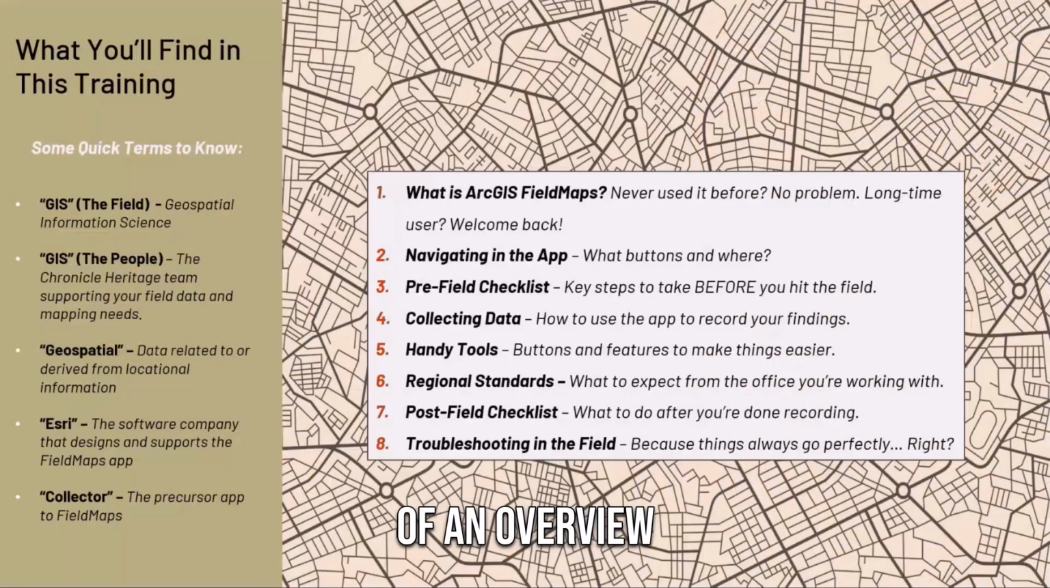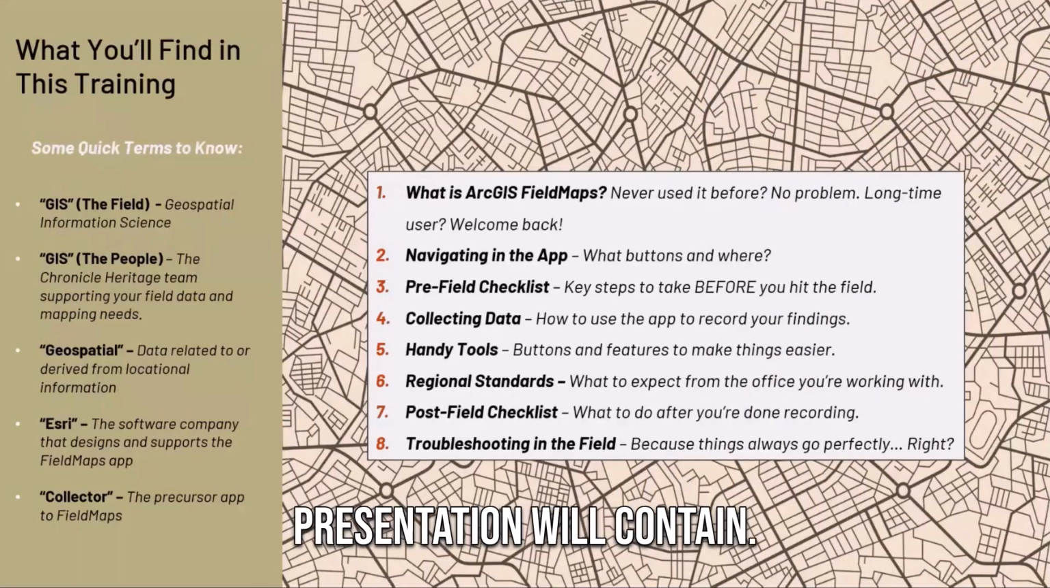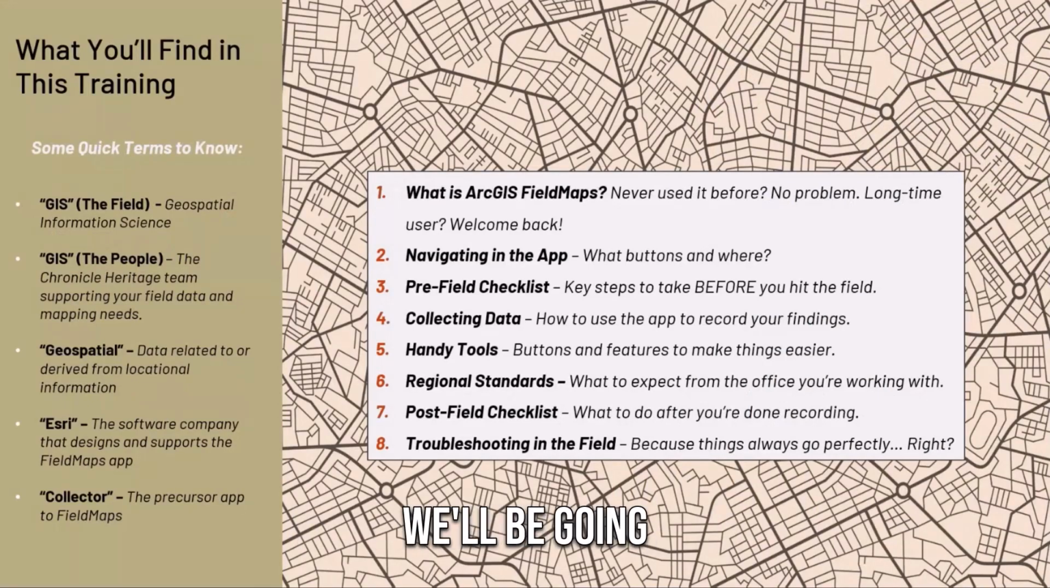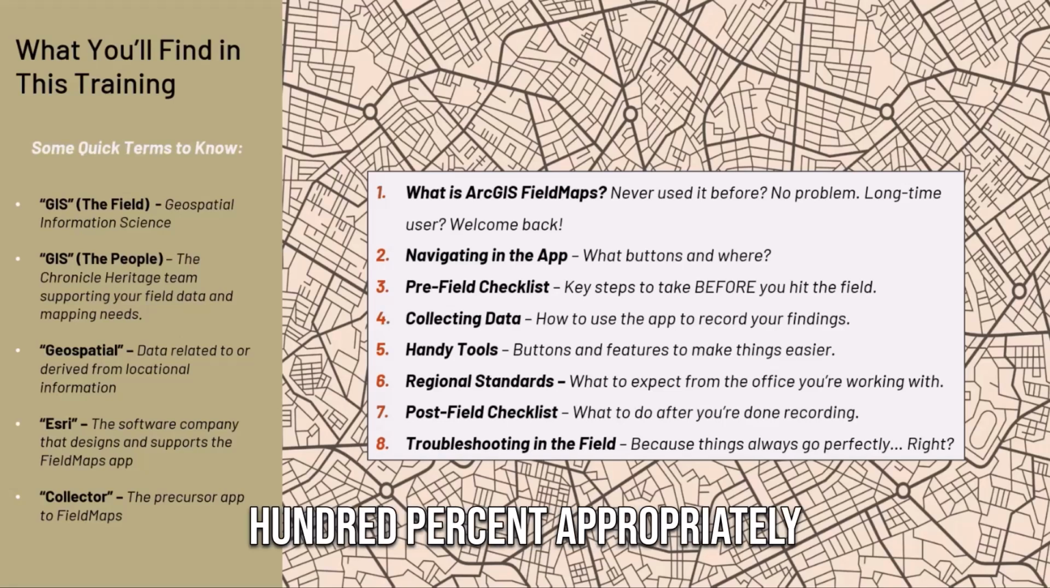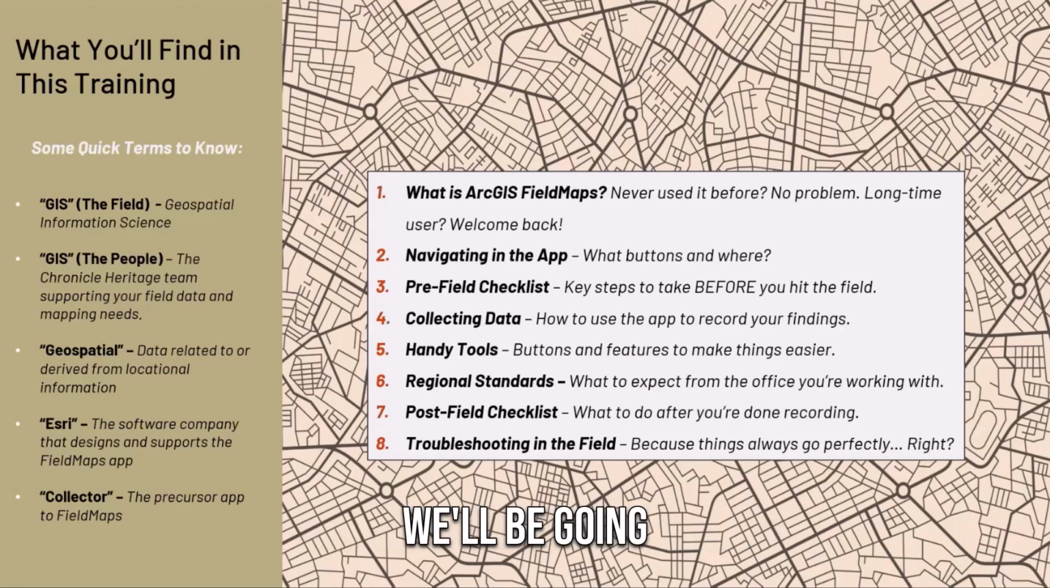To get started, this is kind of an overview of what this presentation will contain. In regards to Field Maps, we'll be going over what it is, all the various buttons and tools inside it, how our company uses it for data collection, and then also more region-specific stuff that is focused on Colorado, like becoming more aware of what those regional standards might be, and everyone's beloved favorite, which is troubleshooting in the field, because your technology always behaves 100% appropriately all the time, doesn't it? We'll be going over that whole kit and caboodle of all these different topics.